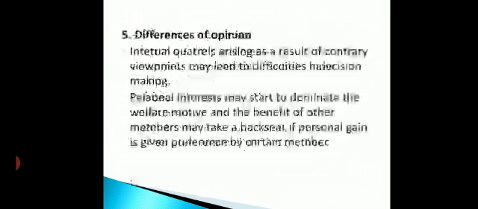Personal interests may start to dominate the welfare motive, and the benefits of other members may take a back seat if personal gain is given preference by certain members. Now, there are members who dominate the cooperative society. They interfere or manage day to day activities. At that time, if they give priority to their personal interest, then the interests of other members are ignored or totally avoided. So that also becomes one of the important limitations of cooperative society.